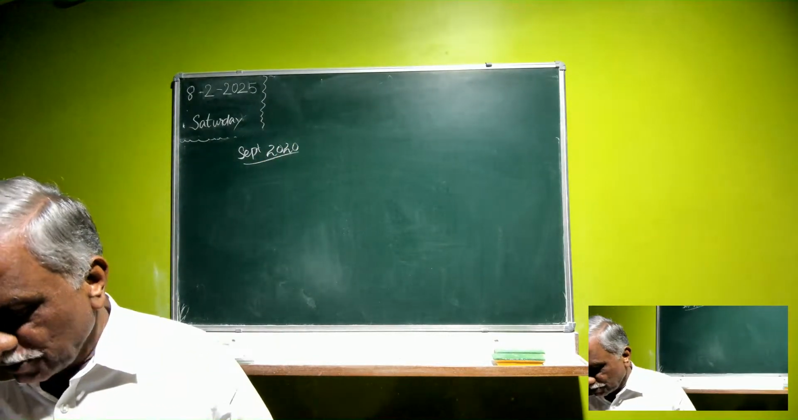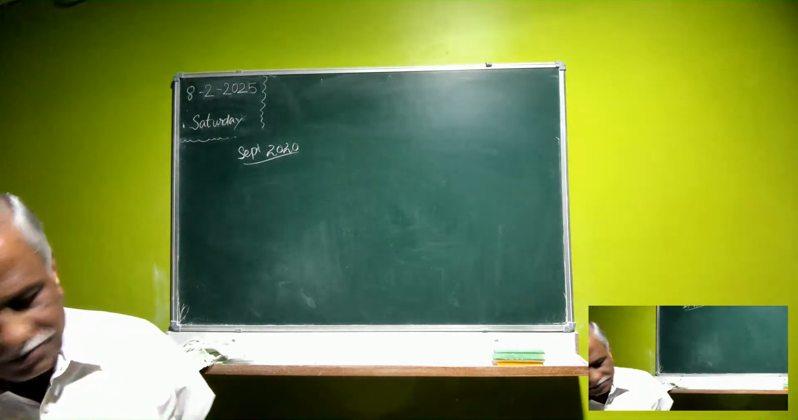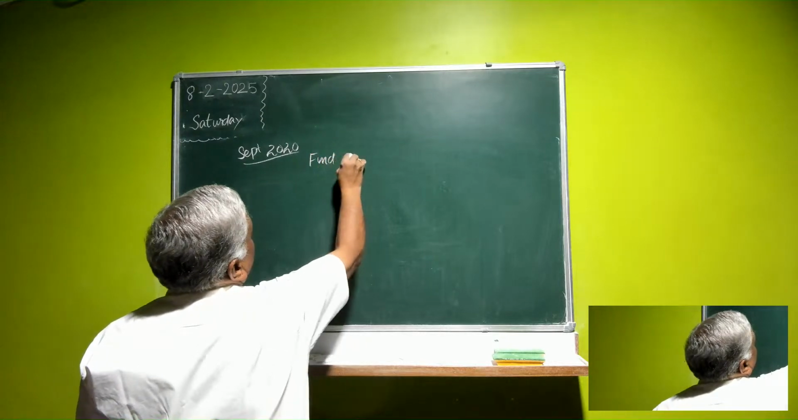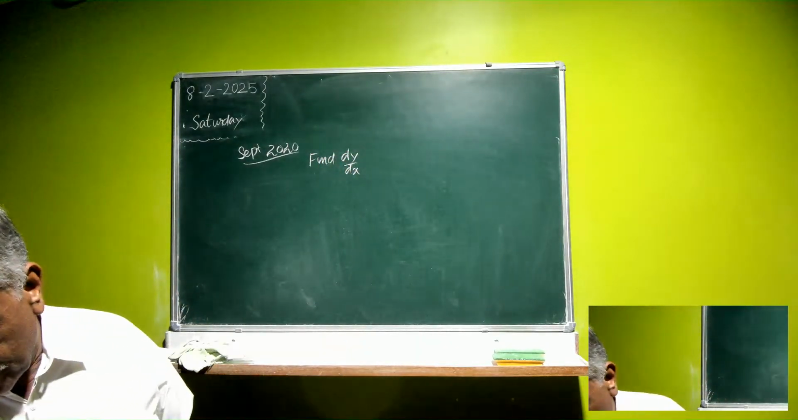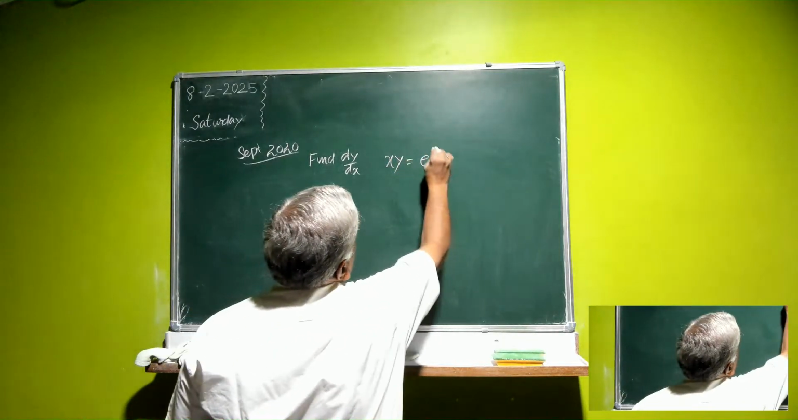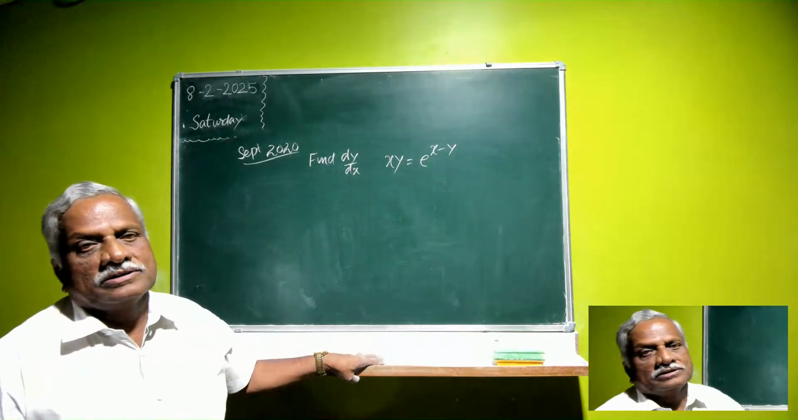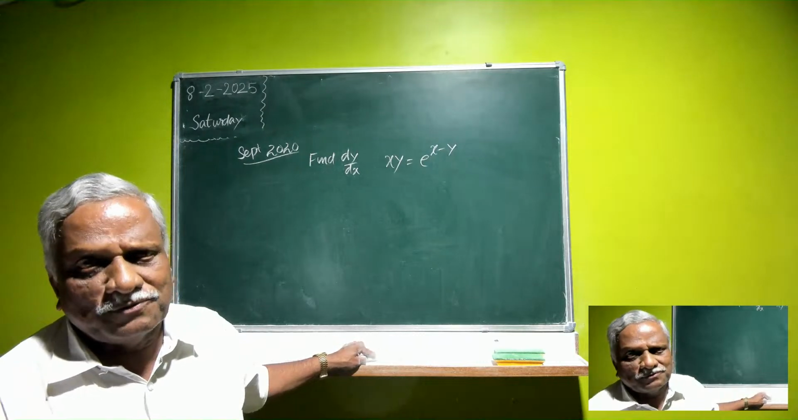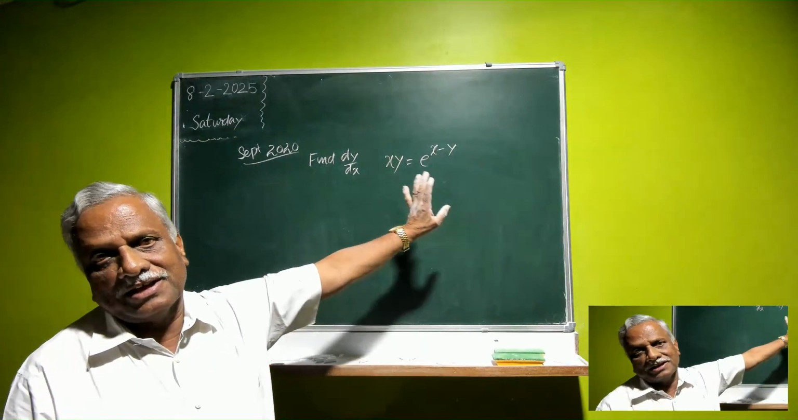Normally I told you they give a parametric, but this year they have changed the problem. Find dy by dx, xy is equal to e to the power of x minus y. There is no hard and fast rule that the 3 marks question should be from parametric, but somehow we have noticed that. So examiners are not able to change anything. So here they have changed.